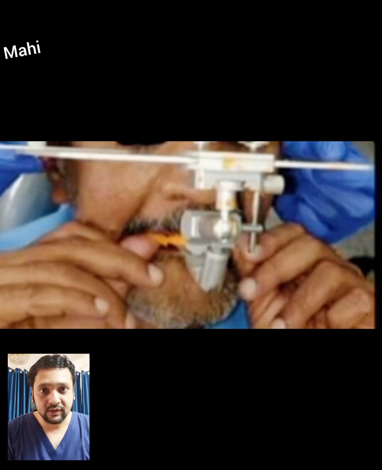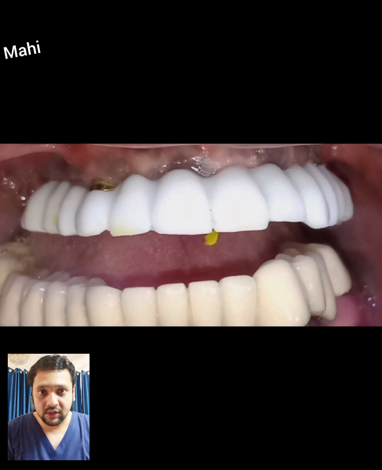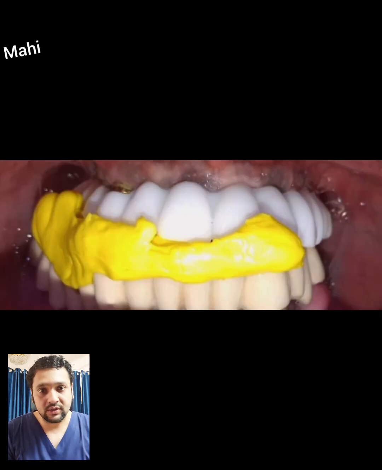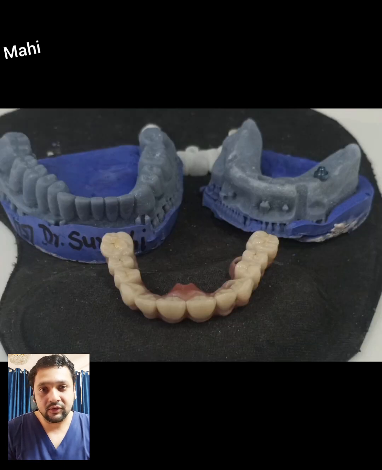And once I placed the implants, I placed multi-unit abutments immediately because I had good prosthetic space for the same, and I gave a provisional denture over it, which is relined with a tissue conditioner by 4 mm. The patient came back to me after 3 months.